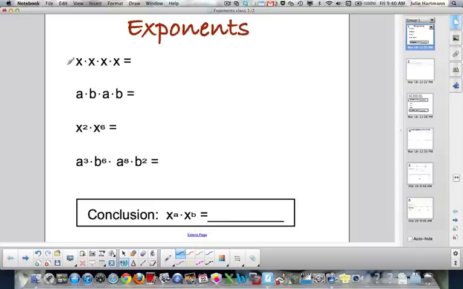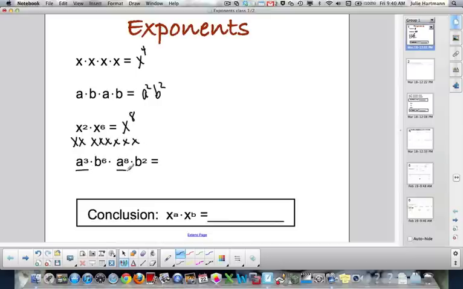Alright, so this first one, x times x times x times x, that is x to the 4th power. A times A and B times B, or AB times AB, 2 A's and 2 B's. X squared times x to the 6th. X squared is really 2 x's. X to the 6th is 6 of them. So how many do you have? 8.